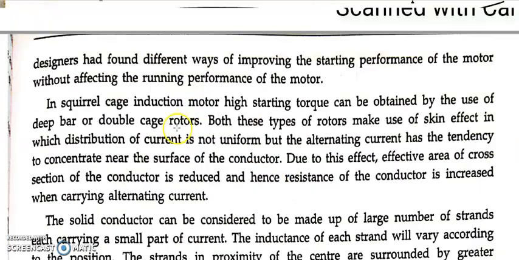Okay, so here you can see the author has suggested that in squirrel cage induction motor, high starting torque can be produced or obtained by using deep bar or double cage rotors. There are certain arrangements, I told you, need to make changes in the rotor part, so we should use deep bars as well as double cage rotors, so that it will give you high starting torque. How your deep bar as well as double cage rotor make the induction motor produce high torque, we shall see.